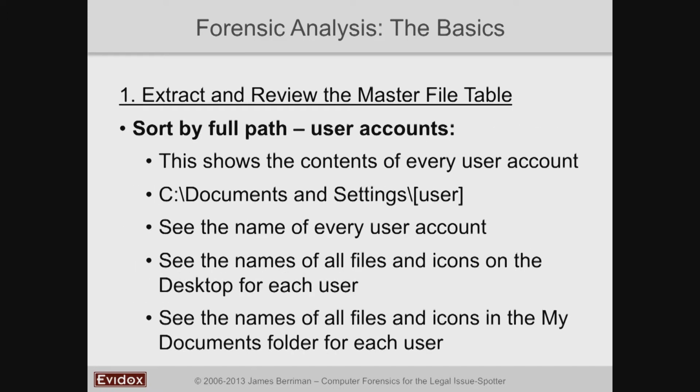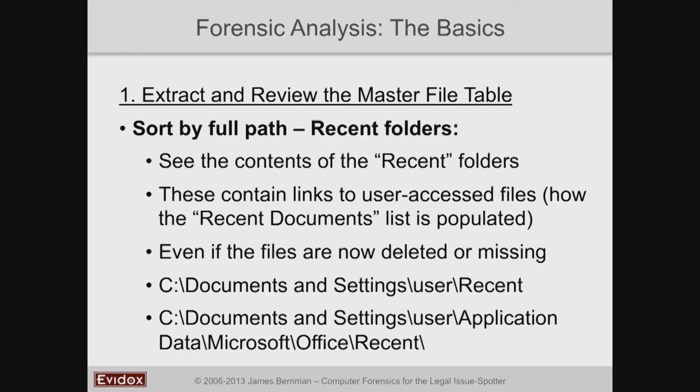What you can do, you can sort by path, and you can see every user account on the system, because all the user accounts are under documents and settings / username, whatever it is, J. Berriman. And then under that, you can see the desktop, every file that's on it. You can see My Documents, every file that's in it. You're not looking at the files themselves, but you're looking at the listings. You can see all of the names of the icons of all the applications that are on the desktop. All right, sort by full path. You can look at the recent folders.